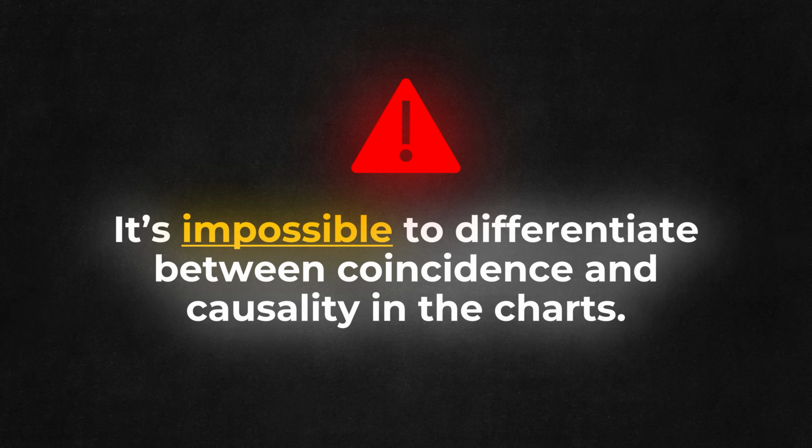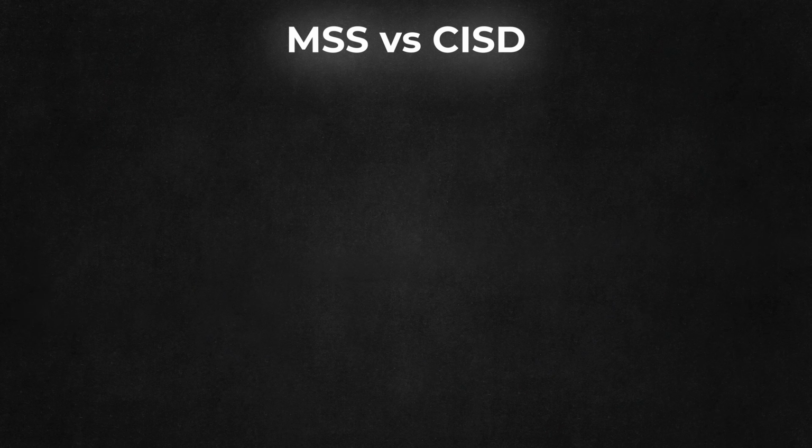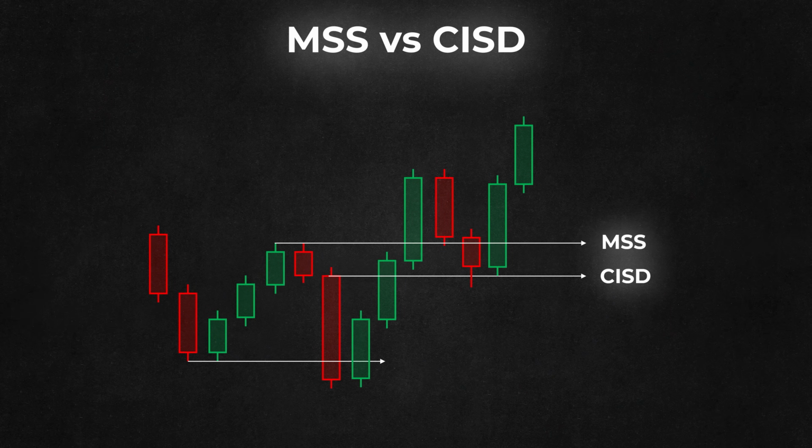We move on now to another concept called change in state of delivery. According to ICT, a change in state of delivery is simply when price goes from bearish to bullish or bullish to bearish, just like what happens with market structure shift. You may ask, what's the difference between the change in state of delivery and the market structure shift then?